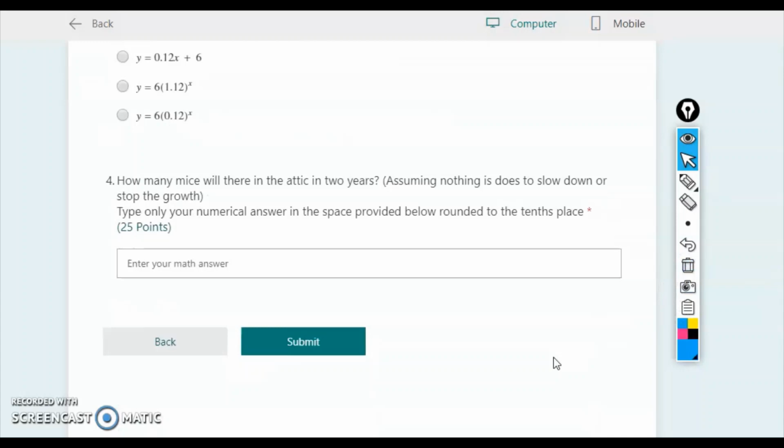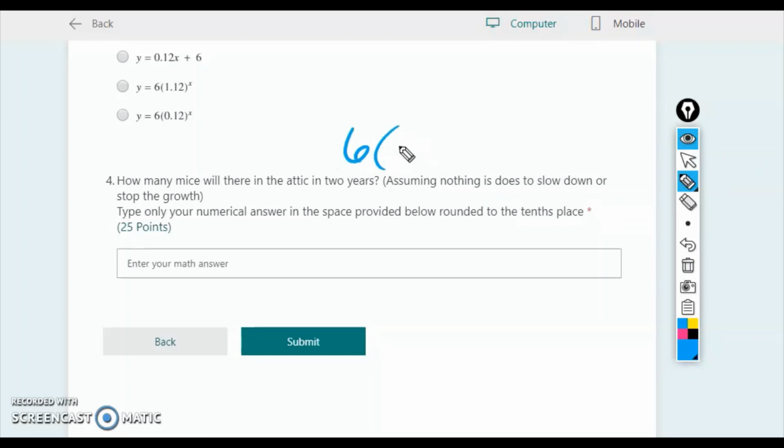How many mice will there be in the attic in 2 years, assuming nothing is going to slow it down or stop the growth rate, like you bring in extermination? Type your only numerical answer in the space provided below, rounded to the 10th place. So we're not rounding to the nearest rat or mouse.